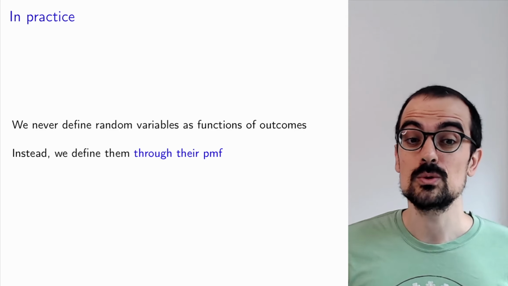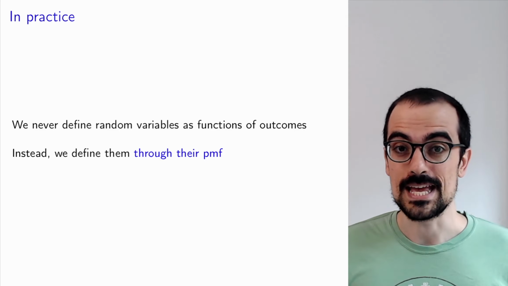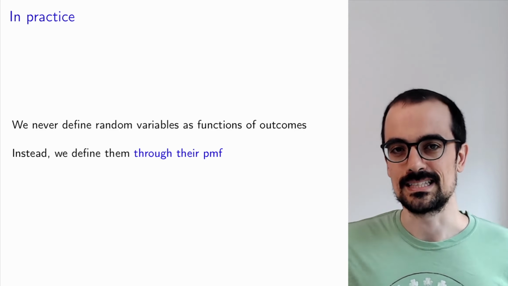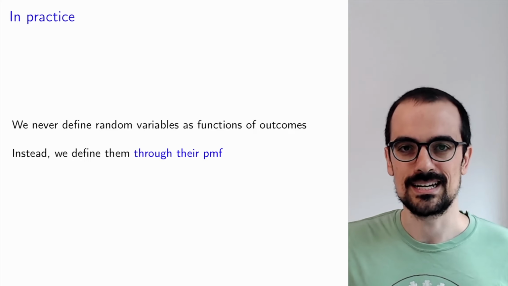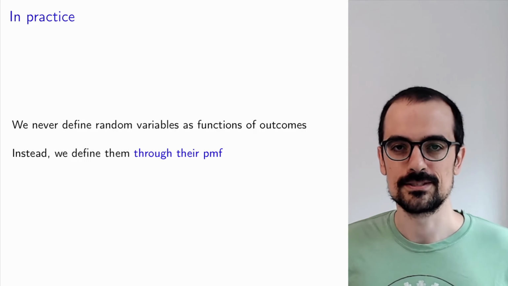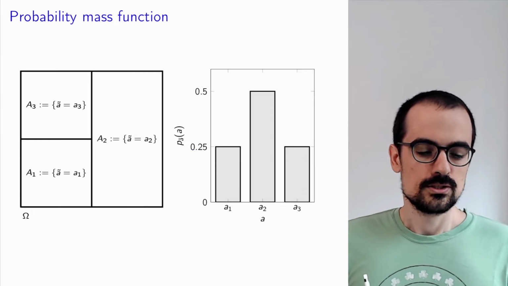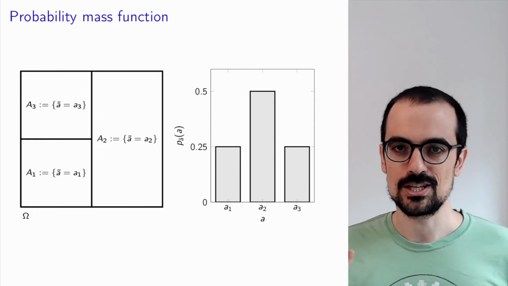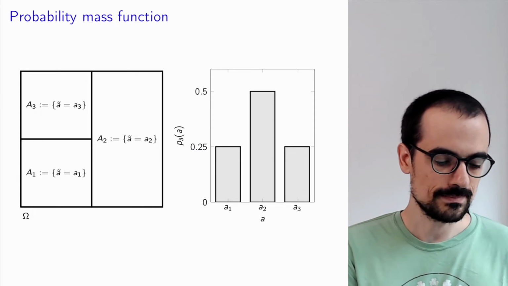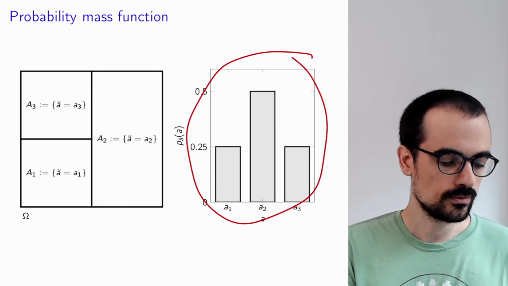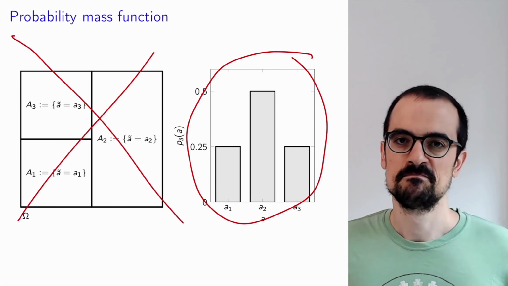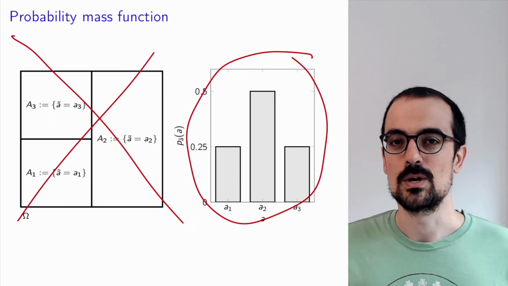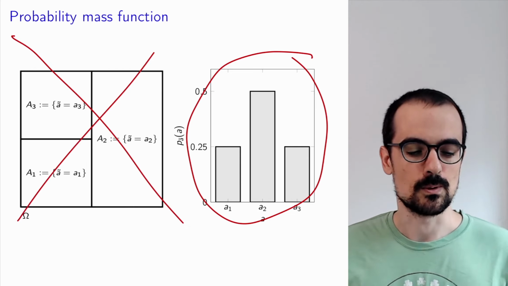Instead, what we do is we define them directly through the PMF. It's the PMF that eventually we're going to just estimate from data and use to manipulate the random variables. So essentially what's always going to happen is that we're going to estimate this from data and we're going to forget about that. And that's how it's going to work when you're doing data science, when you're doing probabilistic modeling.